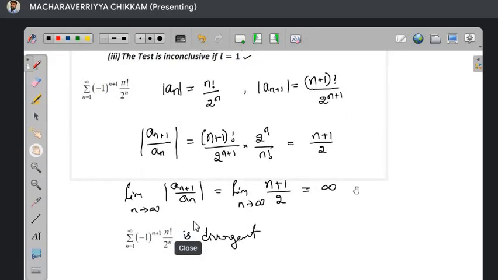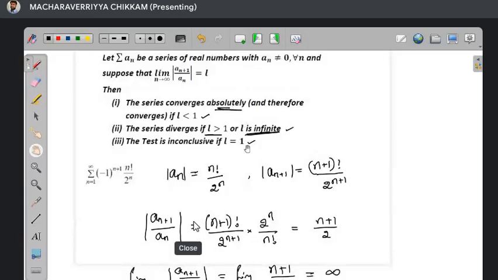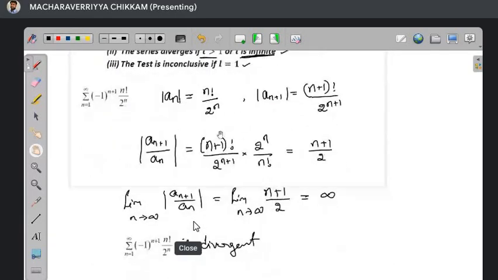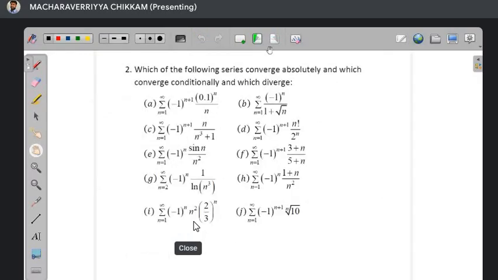Why? Because we applied the ratio test and we got the limit is infinite. If the limit is infinite, we can definitely conclude that it is divergent. Okay, so now let us look at more problems and see for which problems we can apply the ratio test. I hope just now we did this D.